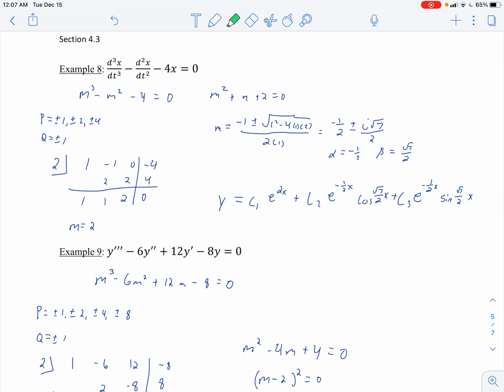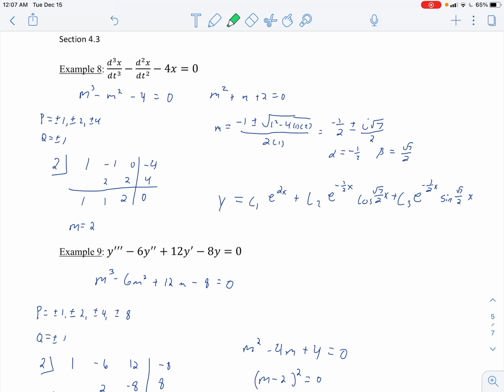Alright, example 8. Third order differential equation, linear. Go ahead and put it into the auxiliary equation. So we do so. And now we're going to find all of our P's and Q's, possible values that go into -4: 1, 2, and 4, plus or minus all those. Leading coefficient is 1, so again, Q is just going to be plus or minus 1.